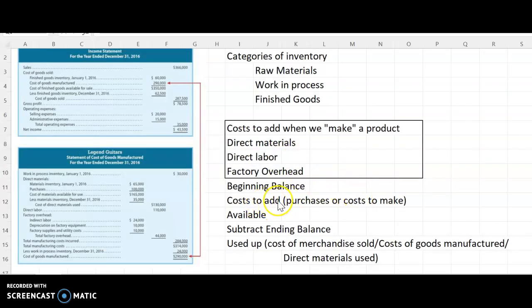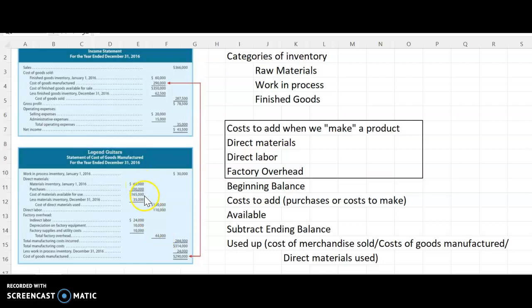So cost to add, I'm on this line right here, and my costs to add are direct materials, direct labor, and factory overhead. So my direct materials are right here. My direct labor is right here. And my factory overhead, total manufacturing overhead or factory overhead, is right here.